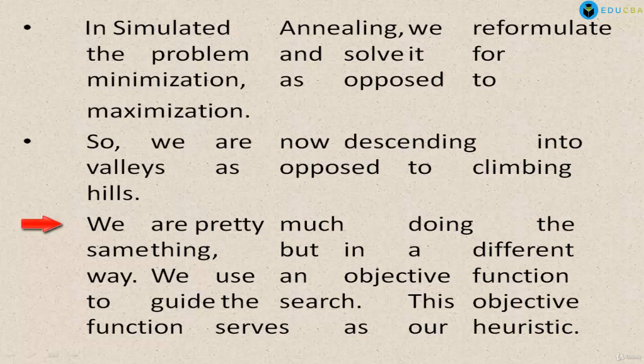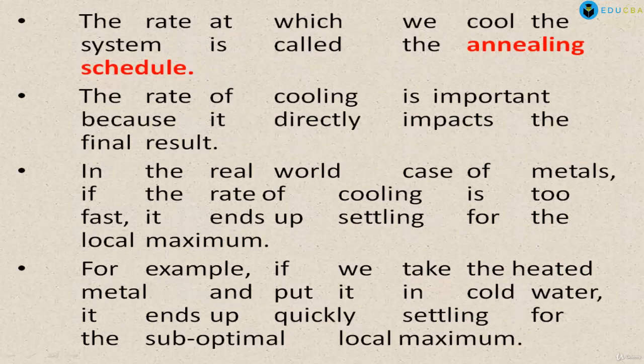We use an objective function to guide the search, and this objective function serves as our heuristic. So basically we use a heuristic function, and that's why it is a type of heuristic search technique. The rate at which we cool the system is called the annealing schedule. Cooling the system means we are descending our valleys. We are applying minimization, and that rate is known as the annealing schedule.